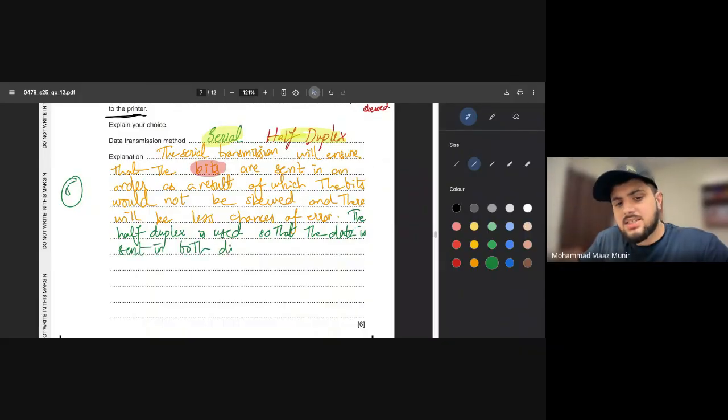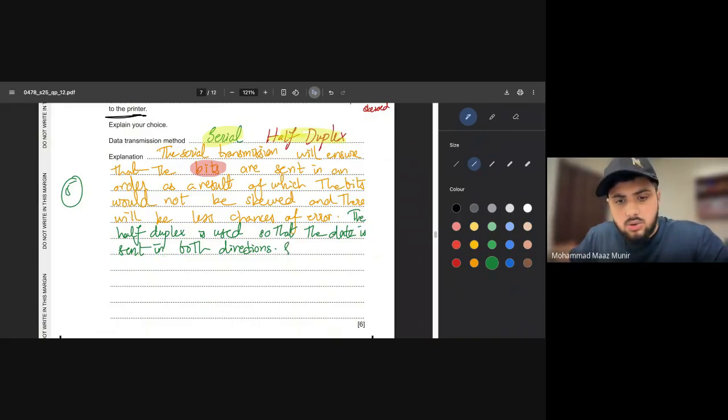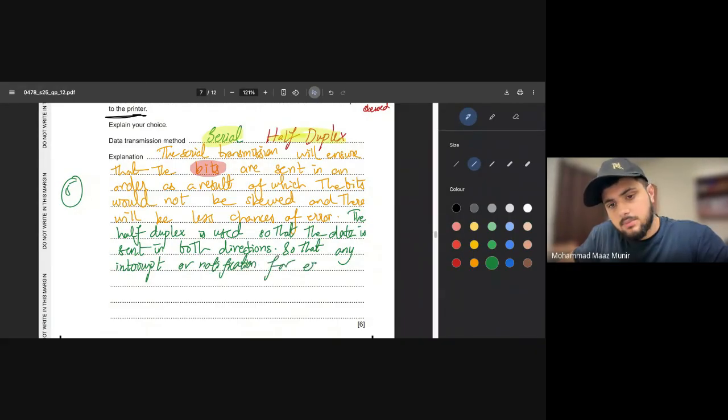जो अभी हमने example discuss की थी कि यार maybe there is a possibility कोई computer को signal चाहिए हो from the printer side, which will be like there is a possibility that there can be an interrupt or maybe a notification of error that we might want the computer to look into. So I can say कि यार half duplex is used so that the data is sent in both directions, so that any interrupt or notification of error can be sent to the computer.